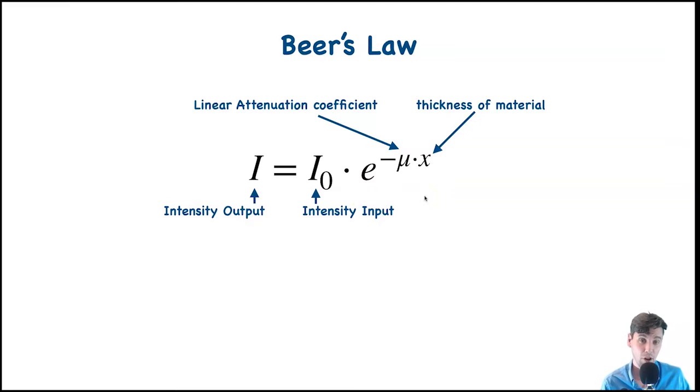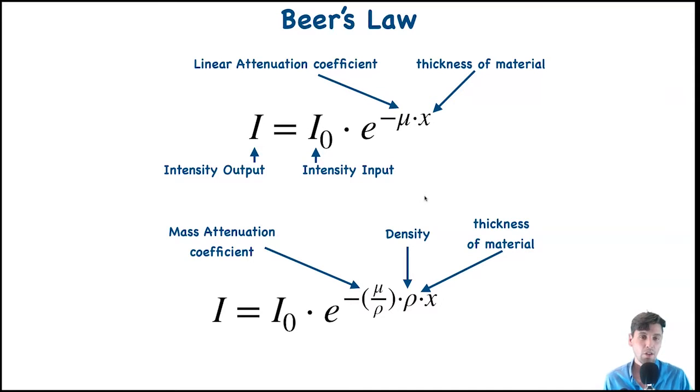And when that number is lower, that means more of the X-rays were absorbed in that material. So if we think about taking this mu and separating it into two pieces, then we can have one that's called the mass attenuation coefficient and then one that's called the density. When we multiply those two things together, we get that same mu, that linear attenuation coefficient. But in this way, we can separate it out into two pieces.